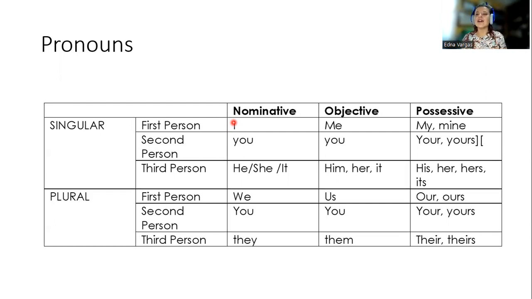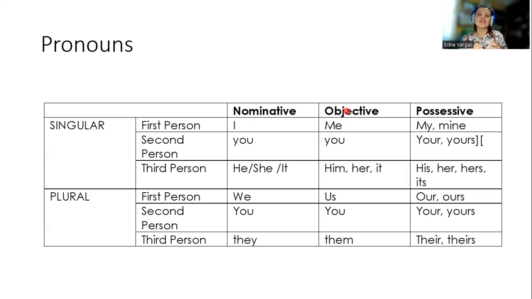And then we have the plural subject pronouns. We have subject pronouns like first person we. We have second person you, two or more. And then we have the third person in plural, that is they, because I'm talking about other people rather than me or you. Then we have the second column, that is the objective pronoun, the object pronoun.